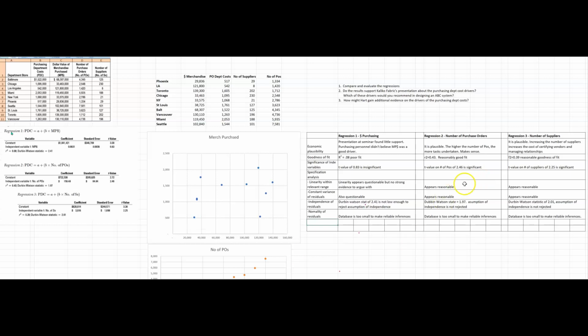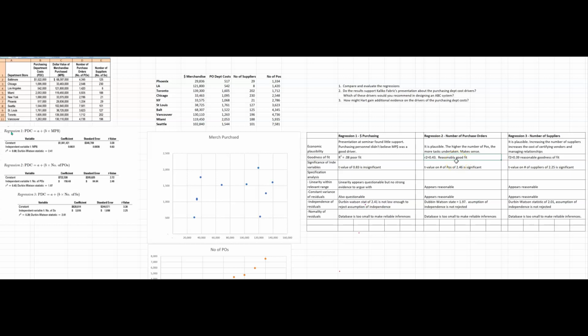The next one, for the number of purchase orders, it is plausible. The higher the number of purchase orders, the more tasks were undertaken. That makes sense. It's just a reasonable thing. An R-square of 0.43 is a reasonably good fit. And you might think that it's really crappy, it should be something in the 90s, and in reality you don't get numbers that high, generally. I've seen a lot of accounting studies even where the number is more like 0.35, and that's considered really good. So 0.43 is not too bad. I mean, you could probably throw more variables in there and get a better R-square, be better able to account for what the change is.